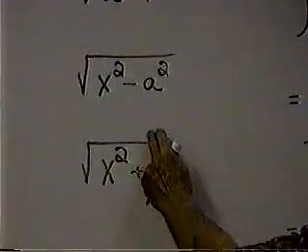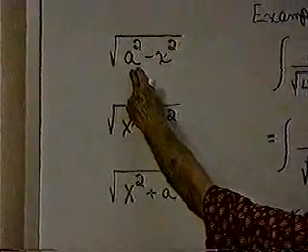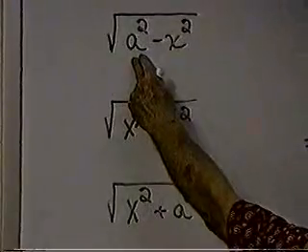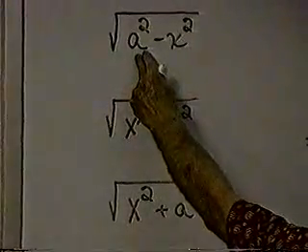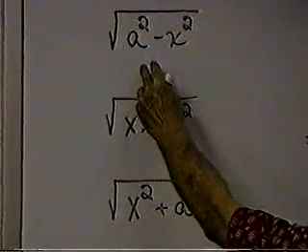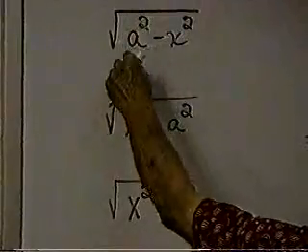Now, when I'm talking about a number, look back up here. If I have a 9 there, then remember A is 3. If I have a 4 there, A is 2. If I have a 25, A is 5. In other words, when I start using this over in work, the A is the square root of whatever this number is.